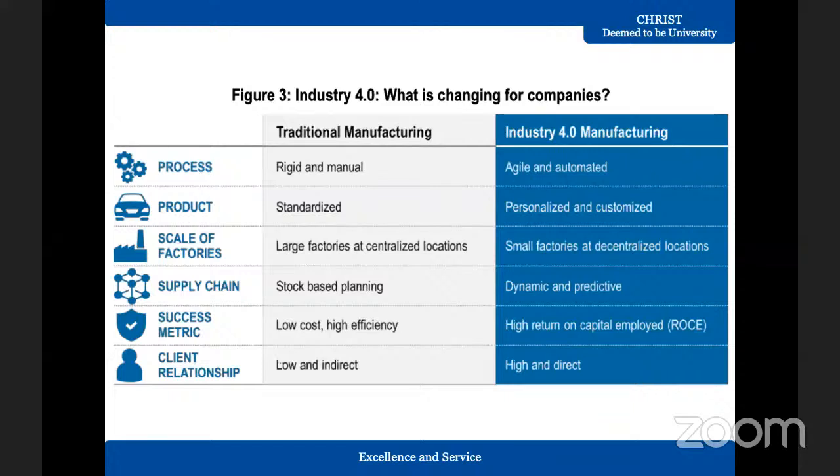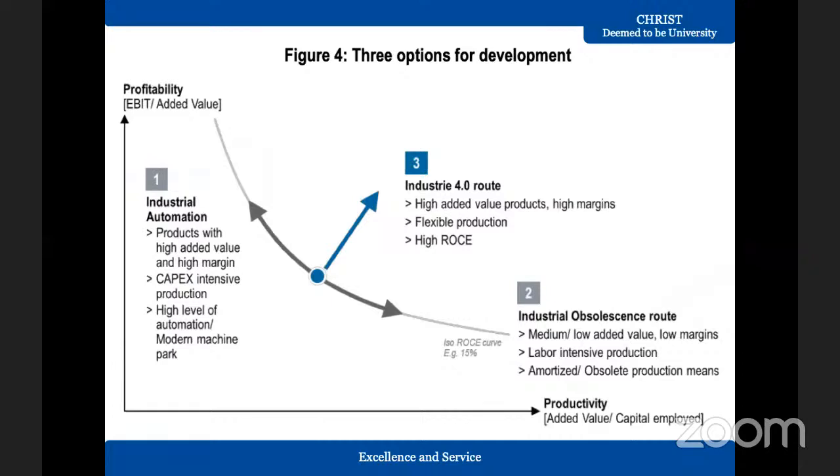It is dynamic and predictive in nature. So this is the difference between traditional manufacturing and Industry 4.0 manufacturing. And when you see this graph, I have taken 2P. My name is Triple P, Professor Paul Pandian. Here I have taken 2P.